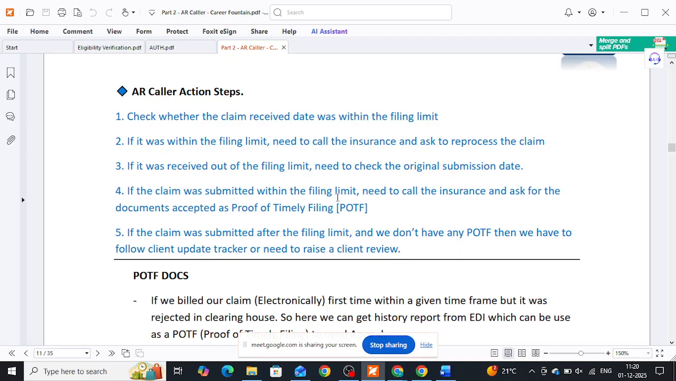Another update is if we don't have any proof of timely filing limit in the system and we already received a timely filing limit denial, then also we can adjust off. Like this, different denials, different updates can be there, and we can follow that. Okay. Any question here for untimely filing?